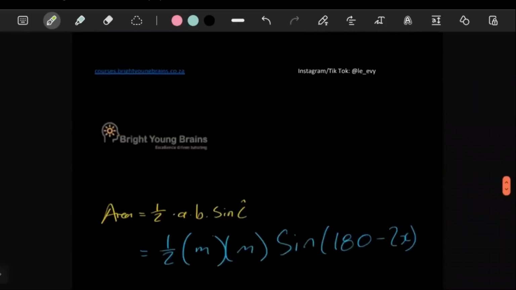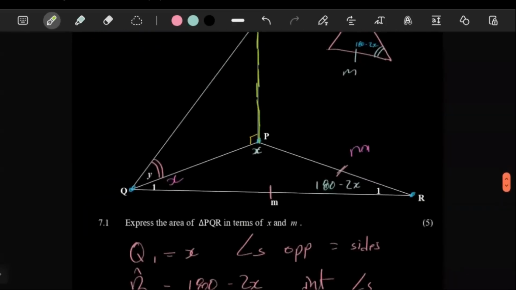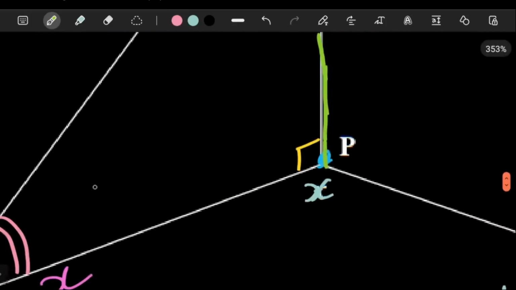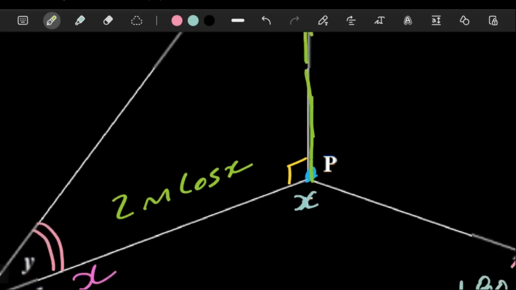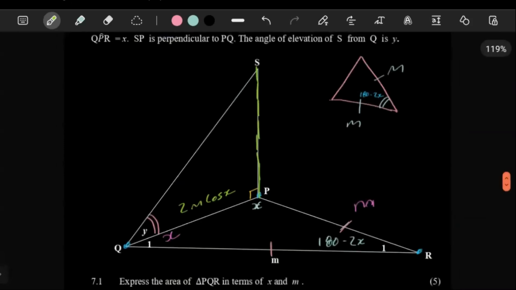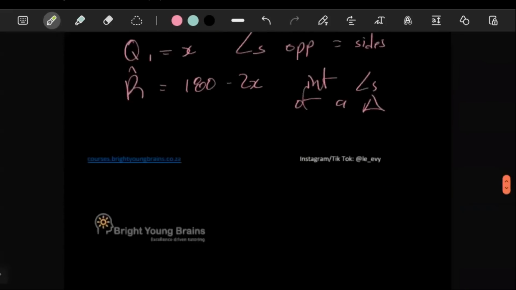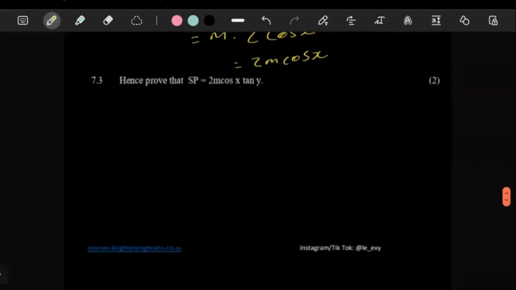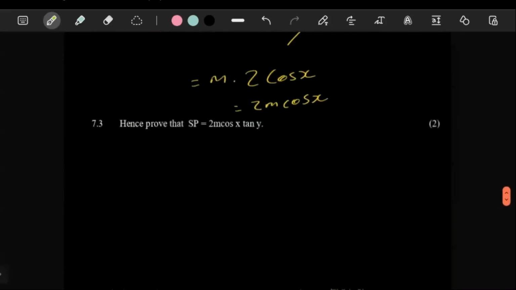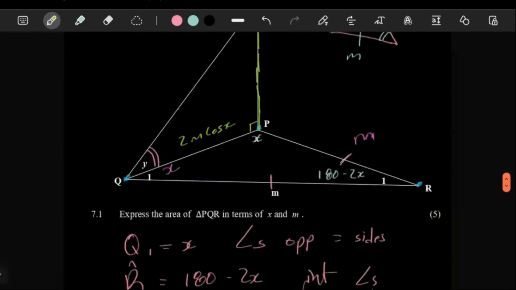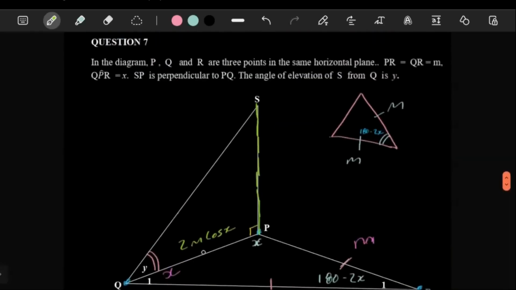So it's 2m cos x. So 2m cos x, 2m cos x for this distance. So we have an angle and a side. Perfect. So this is enough room for us to carry on with what we need, because looking at what we have been asked, we can just use normal trigonometry to work out SP.